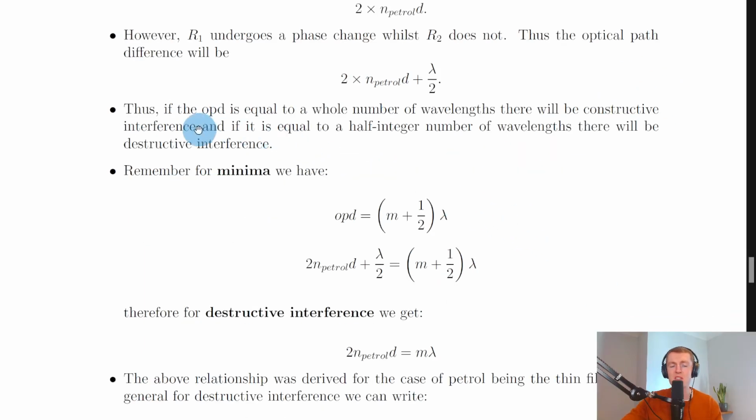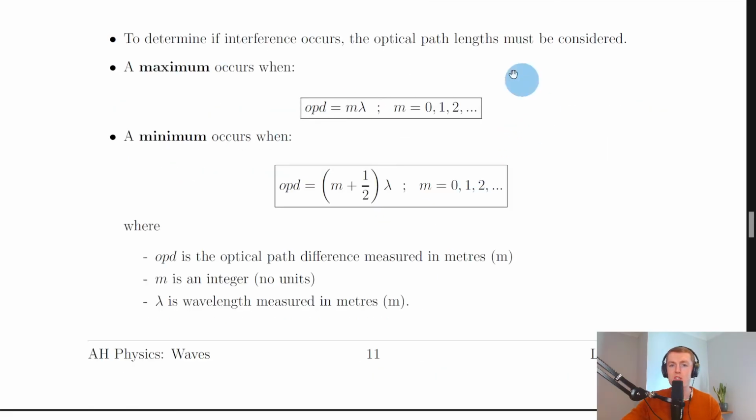It then says, thus, if the optical path difference is equal to a whole number of wavelengths, there will be constructive interference, and if it is equal to a half integer number of wavelengths, then there will be destructive interference. And we saw this in the theory video for interference by division of amplitude. So just a reminder that this is what we saw in that theory video. The optical path difference equals m lambda, where m is an integer, for a maximum, and for a minimum, optical path difference equals m plus a half lambda, where m is an integer.